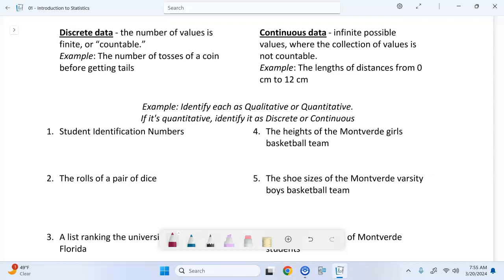Okay? So let's start with student identification numbers. Quantitative. Why do you say quantitative? The number. Is it counting something? Qualitative. Student identification numbers represent what? A person. So your number could be a replacement for your name, right? It's not counting anything. So even though it's a number, it's not counting the number of students. It's applying a numerical label to the student. Therefore, it is qualitative.